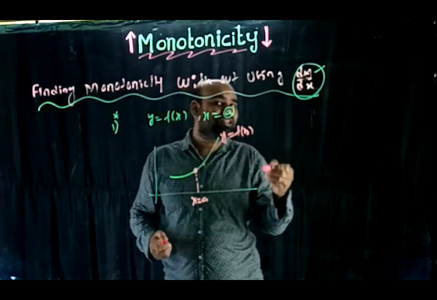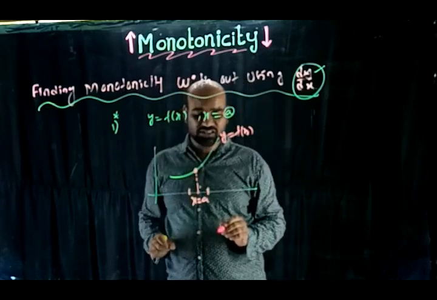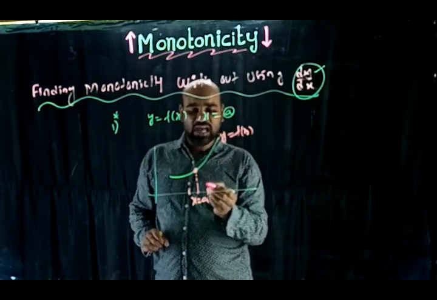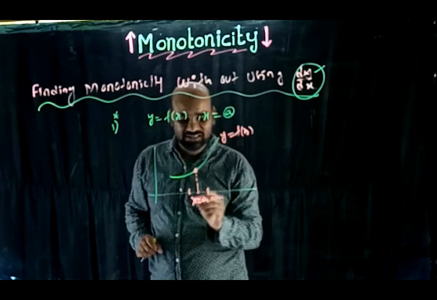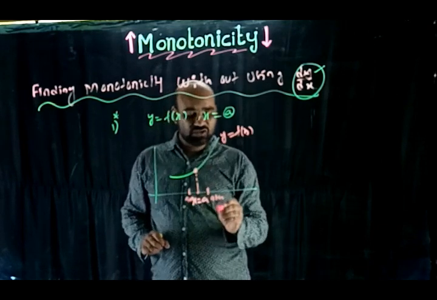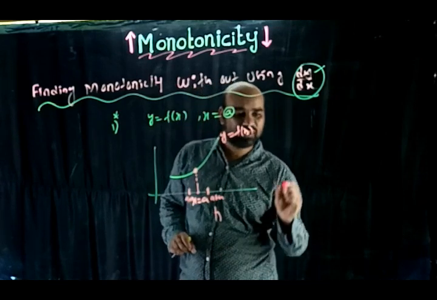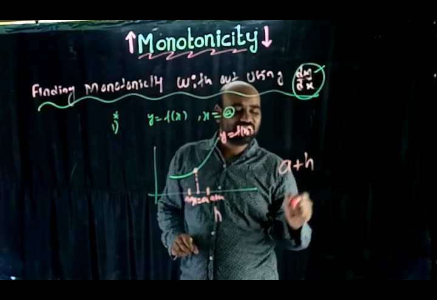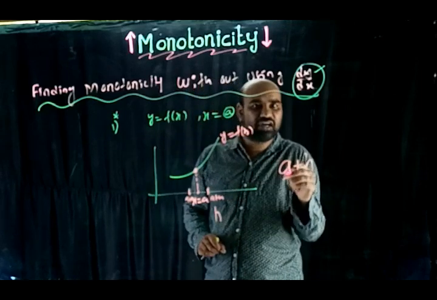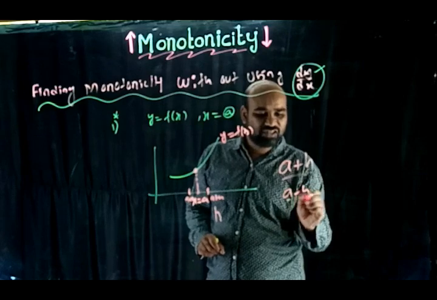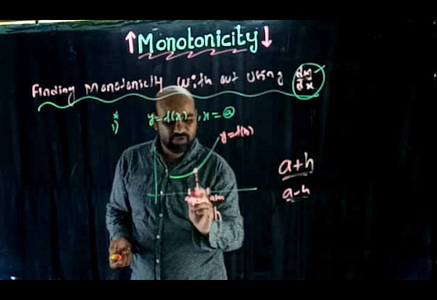But how to write algebraic conditions? Take two points on the x-axis: one on the right-hand side of a, another on the left side of a. The right-hand side point is taken as a plus h, and this is a minus h, with h a small positive quantity. What is the meaning of a plus h? A plus h means this point is just in the right neighborhood of a. A minus h means this point is just in the left neighborhood of a. So this is a minus h.